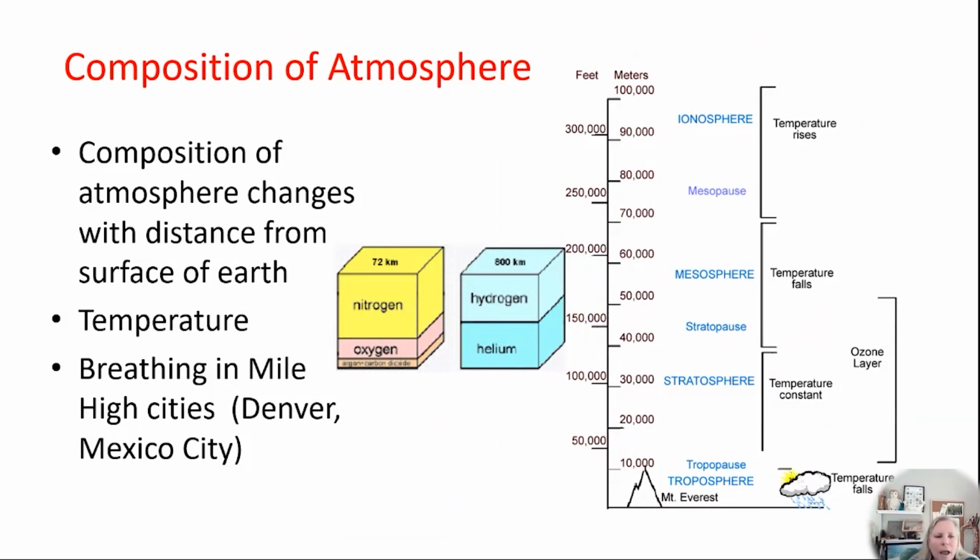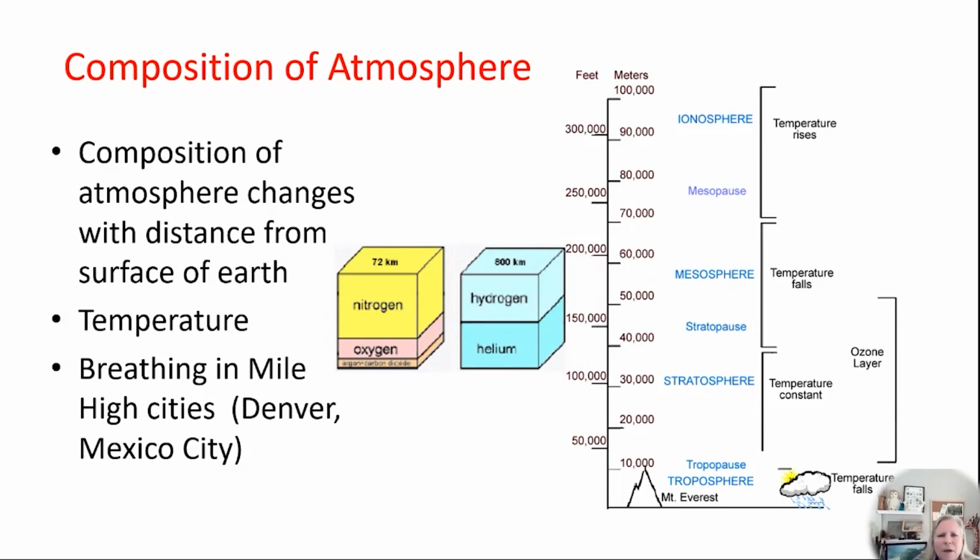Now, when we look at our atmosphere, again, the composition of the atmosphere changes with the distance from the surface of the Earth. The temperature is changing. Some of you may be familiar, if you've ever traveled and gone to the city of Denver, Colorado. When you go up there, it's the mile-high city. It's very high in elevation. It's not as easy to breathe there. When you go higher up in the elevation of our troposphere, there's less oxygen.